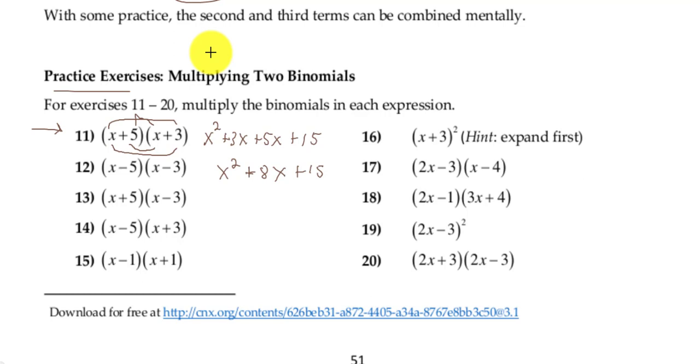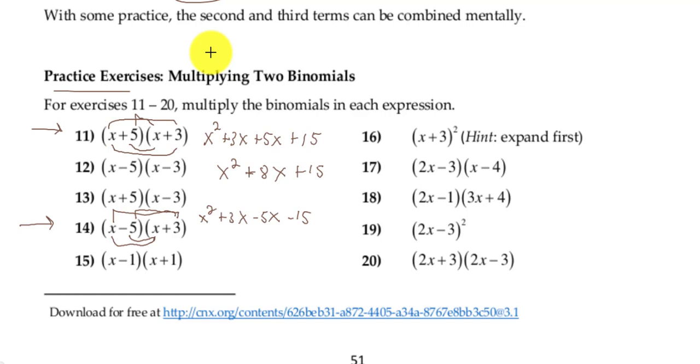Okay, let's try another one. Let's look at number 14. All right, so again, FOIL, my first terms would be the x times x, which we know to be x squared. Then my outer terms would be the x times 3, which we would call 3x. My inner term would be negative 5 times x, which is negative 5x. And my last term would be negative 5 times 3, which is negative 15.